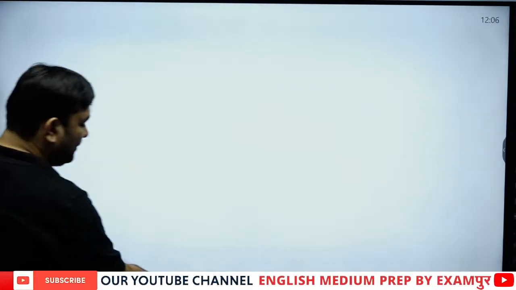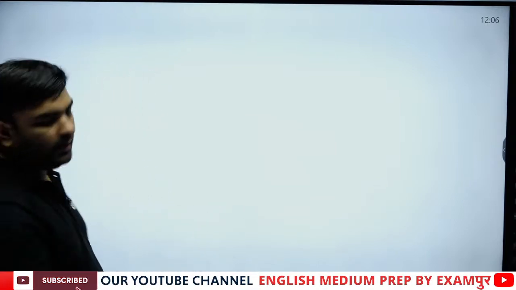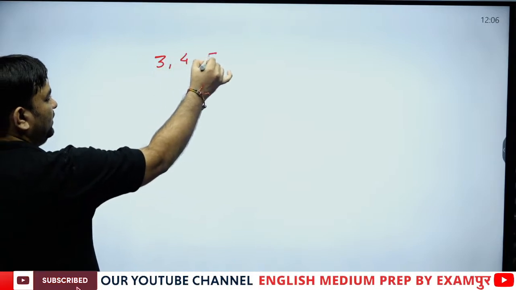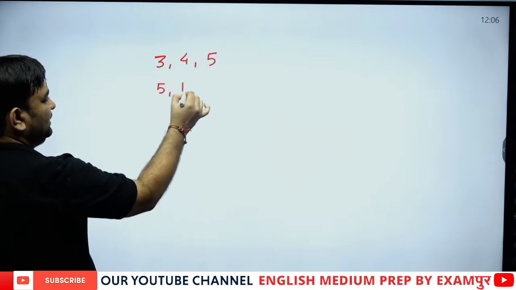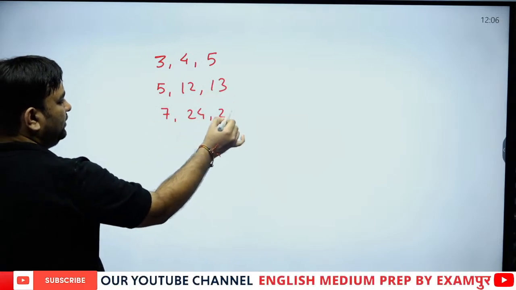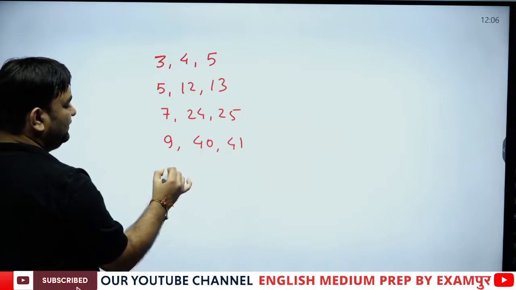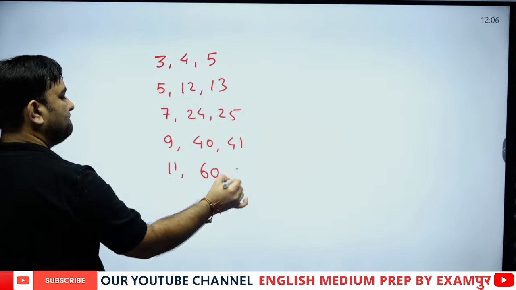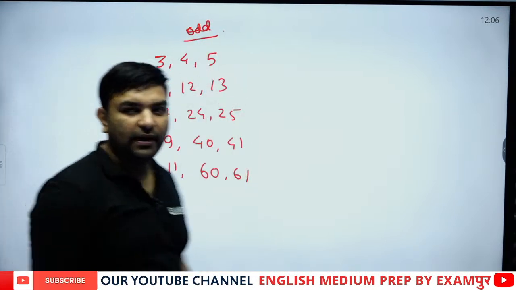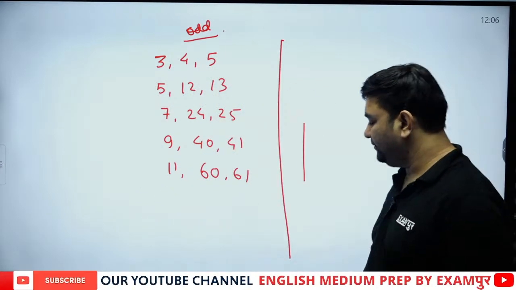Do you remember all the triplets? The triplets are 3, 4, 5; 5, 12, 13; 7, 24, 25; 9, 40, 41; 11, 60, 61. These are all odd triplets, because their first number is odd.